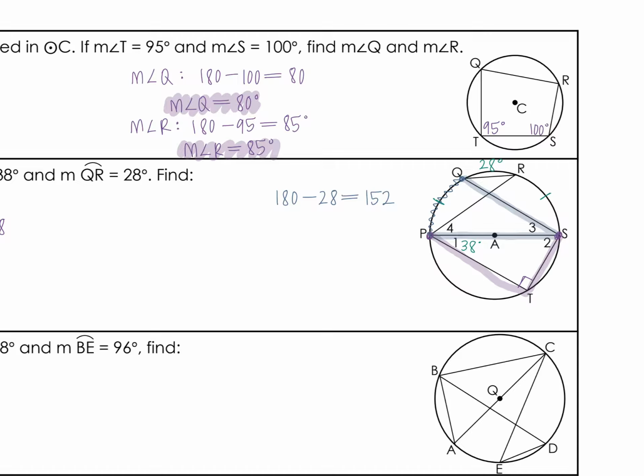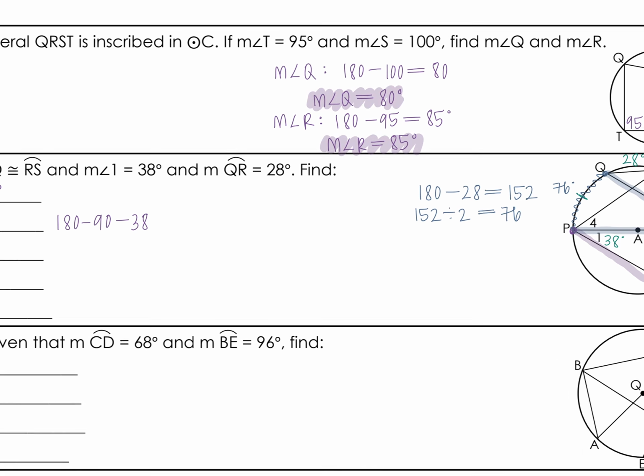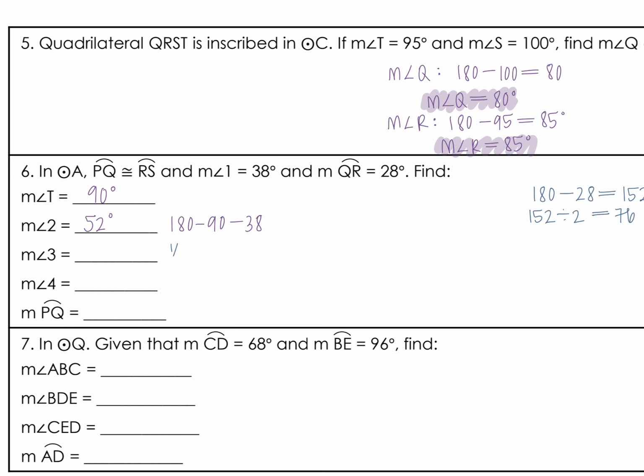Then I'm going to divide that by 2 because the 2 leftover arcs are congruent. So 152 divided by 2 is going to leave me with 76 degrees for those arc measures. And since I am finding an inscribed angle, I need to take half of that arc measure. So 1/2 of 76 degrees is going to leave me with 38 degrees.